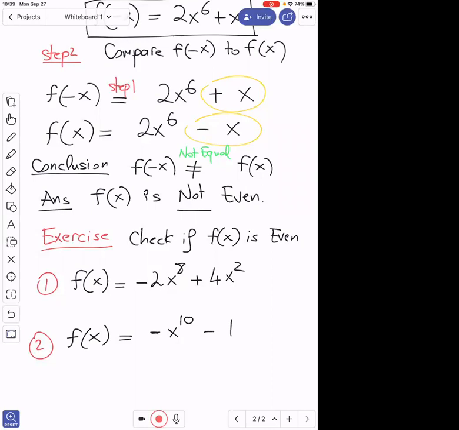Matthew, yes, the answer for number 1 is even. Yes, you're right, Matthew. I guess your answers are based on using the powers of x, right? But yes, you're right, Matthew. That's correct.